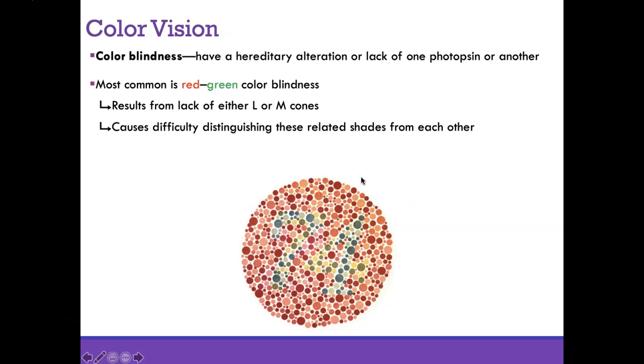So if you cannot see a number inside here, that means you have red-green color blindness because you can't distinguish between the red and the green pigments because you don't have the right cones to distinguish between the different stimuli. So the number should say 74. So is it 8% in males? This is actually quite common.